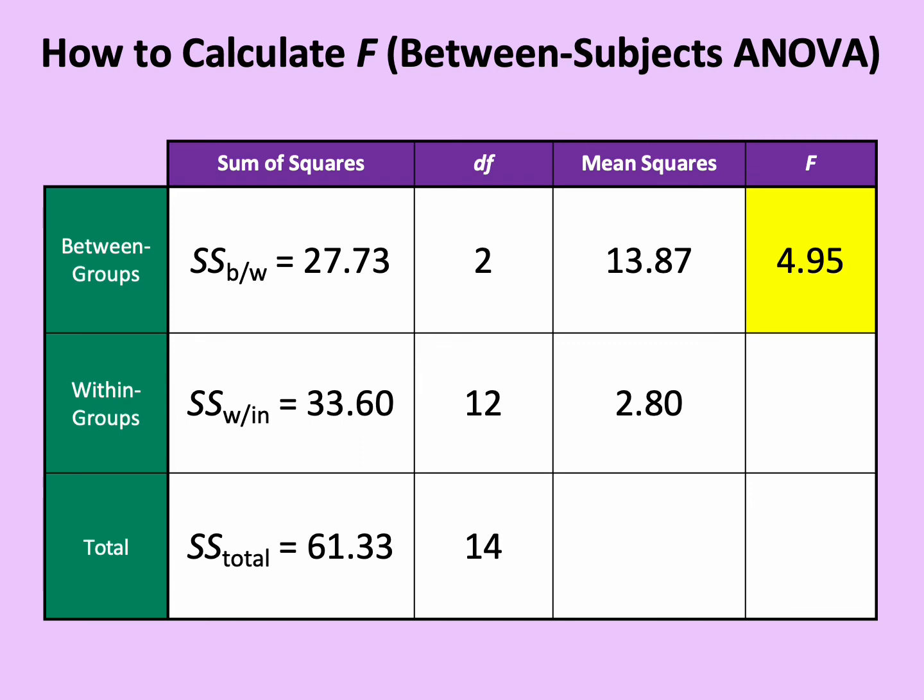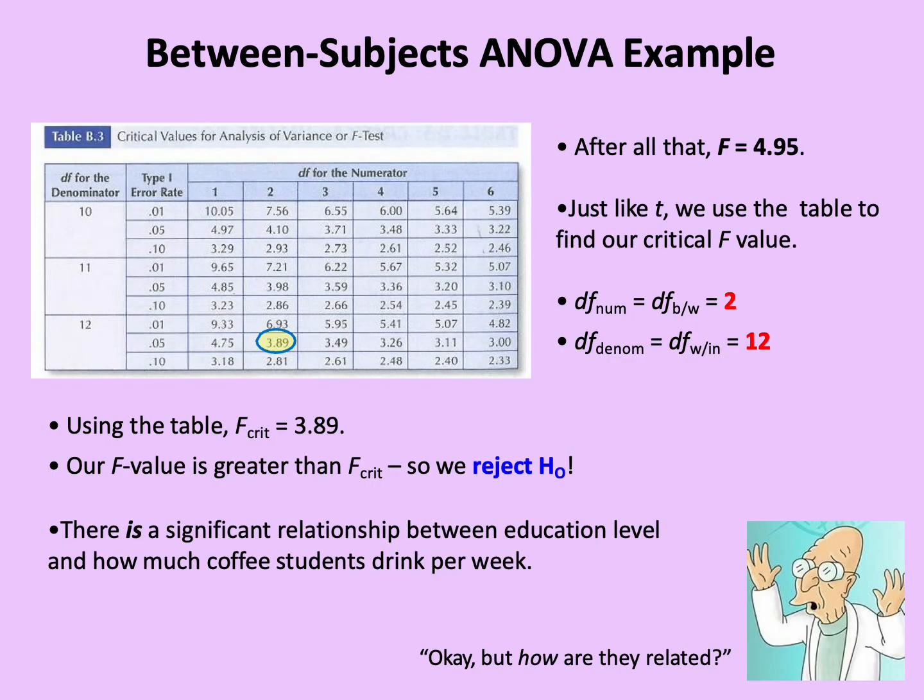And if we divide those, we get 4.95, which is our F value. Okay, so after all that, we finally have our F statistic. Our F statistic is 4.95. And just like we did for all of our other inferential statistics tests, for the t's, we're going to use a table to find our critical F value. And that's the value that we're going to compare our obtained statistic of 4.95 to, to see if our value falls within the rejection region and we can reject the null hypothesis.